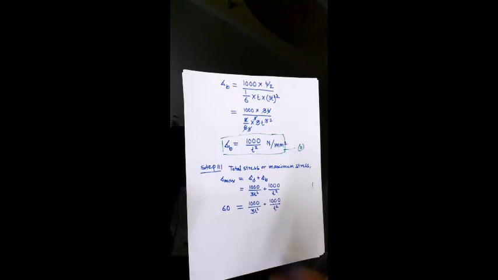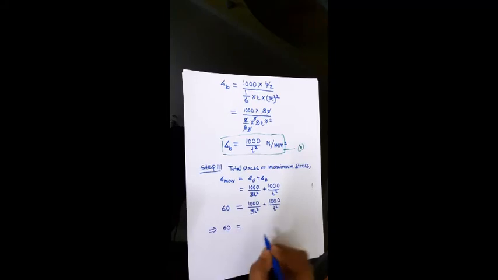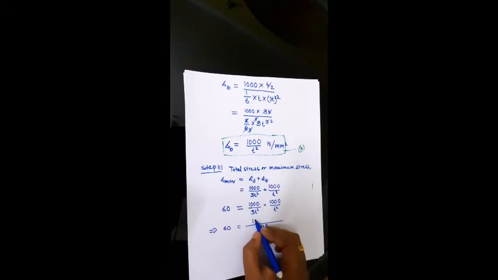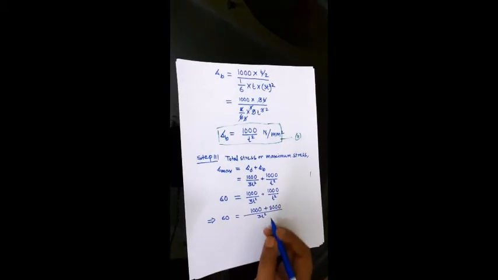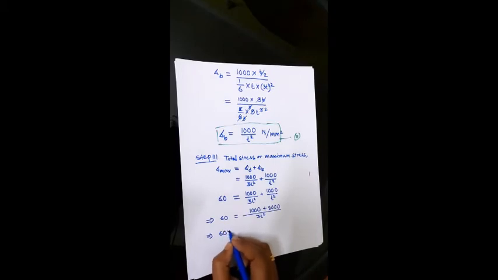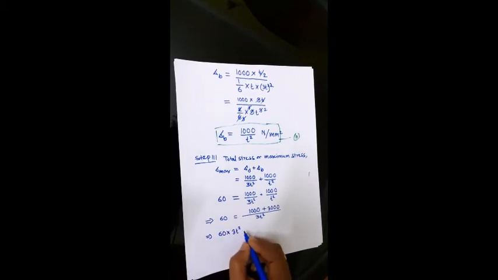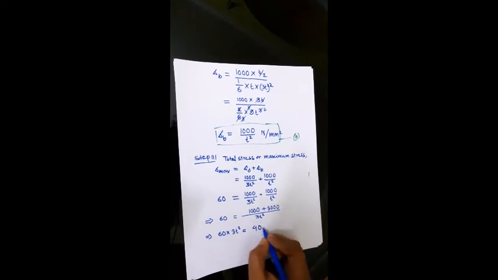So from here we can simplify. For simplification, 60 is equal to 1000 by 3 t square, and this will be plus 3000. This 3 will be multiplied here, and in the next line we can write 60 into 3 t square is equal to 4000.